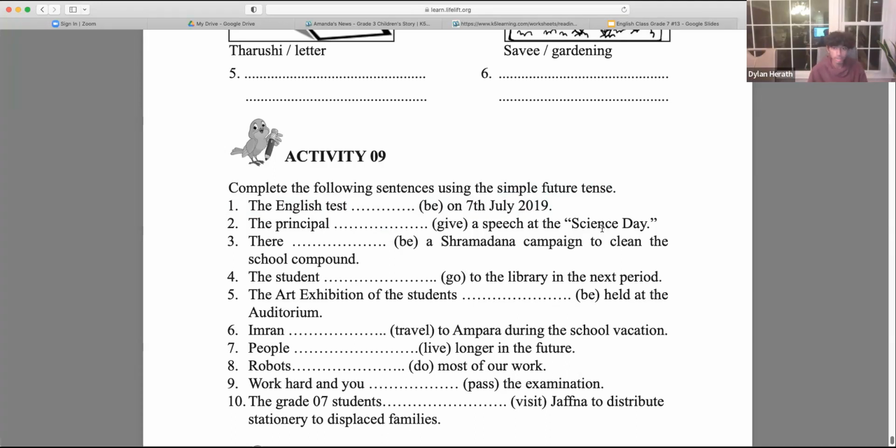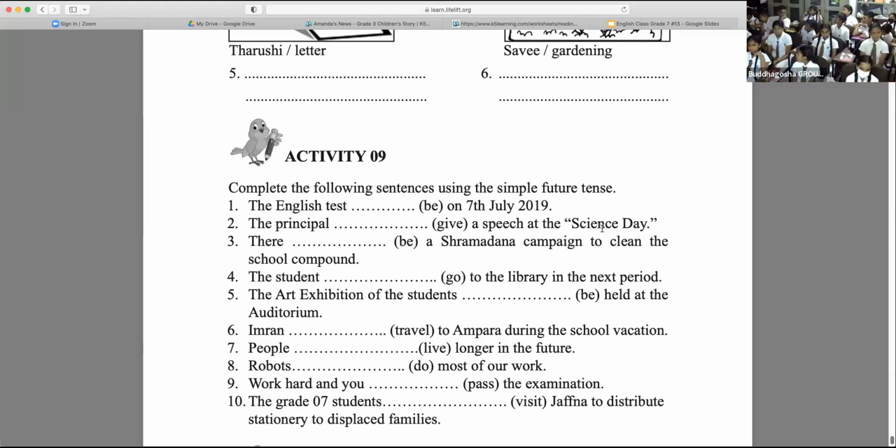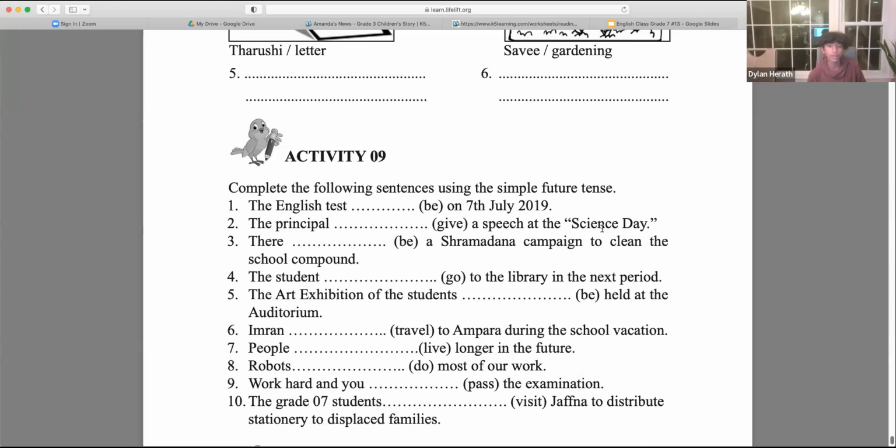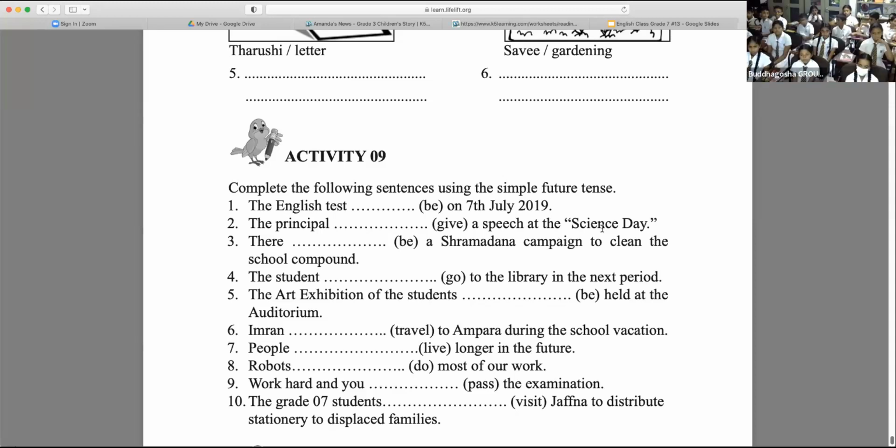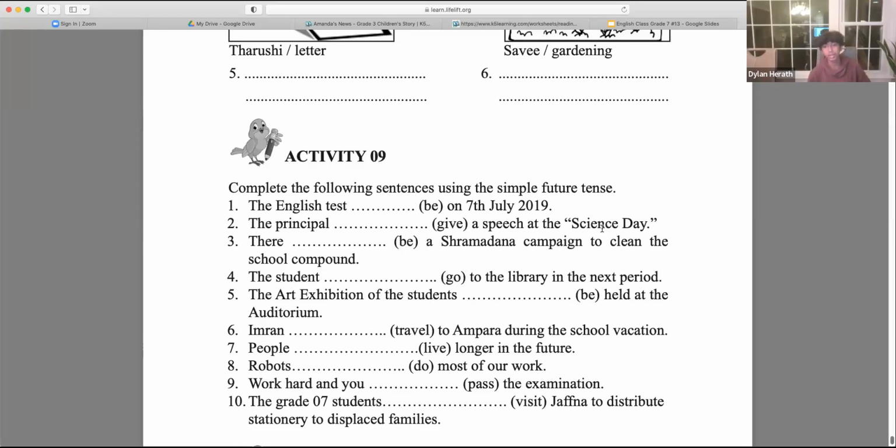Okay, number 3. There blank be a Shramadana campaign to clean the school compound. Excellent. Yes, there will be. Excellent. All right, number 4. The student blank go to the library in the next period. Will go. Very good. The student will go to the library in the next period.